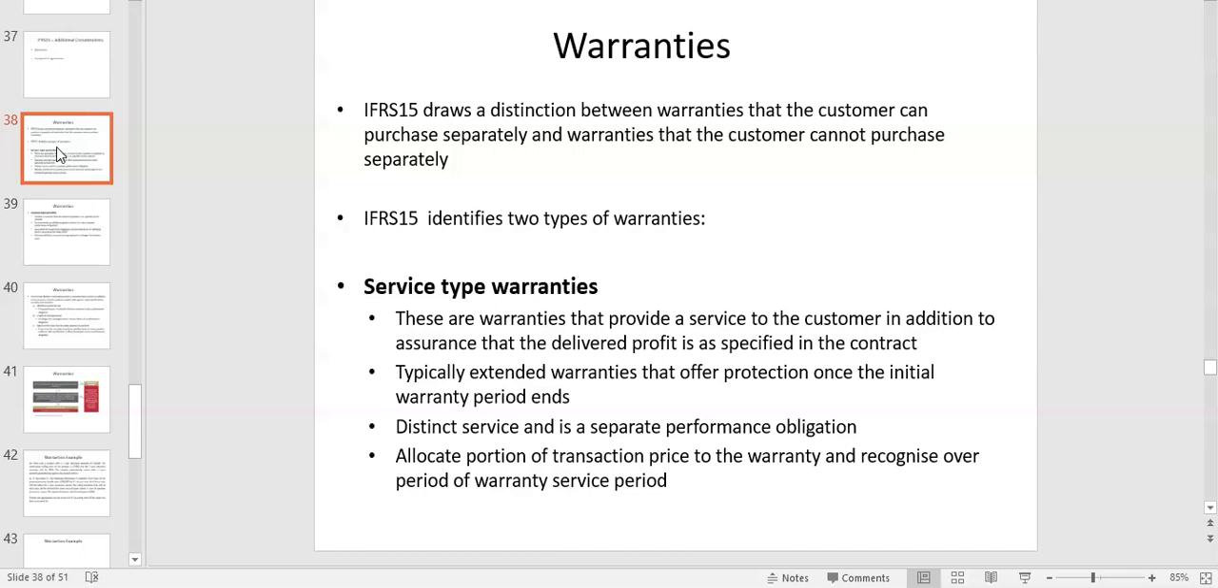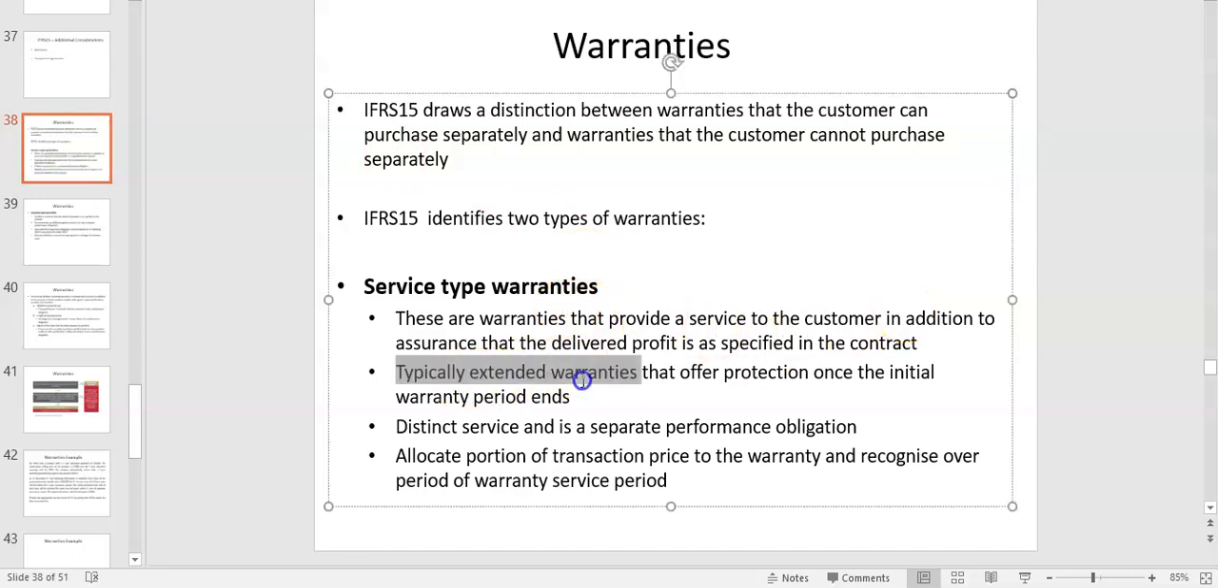However, IFRS 15 draws a distinction between warranties that a customer can purchase separately, like an extended warranty, or warranties that you cannot purchase separately, like a normal warranty you get for a year based on your consumer rights. So a service warranty provides a service to the customer. They typically extend the normal warranty period, and it's a distinct service and therefore a distinct performance obligation. So that means you're going to be having a bundle. Like we talked about a bit earlier, you're going to have to unbundle this service warranty from the underlying product itself.